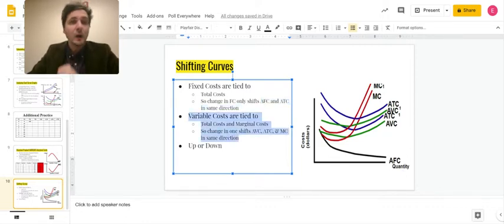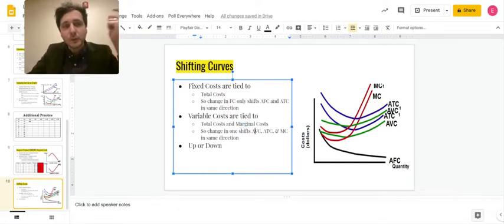Variable costs, however, are tied to total costs, because everything's tied to total costs, and also marginal costs, right? Because variable cost is looking at the change in cost as quantity changes, which is marginal cost, right? So my total costs are going to change and my marginal costs are going to change. So if variable costs go up, then average variable cost is going to rise, average total cost is going to rise, and marginal cost is going to rise. Basically, everything but the fixed cost is going to change. We can see that here where we went from an AVC to AVC1, ATC to ATC1, MC to an MC1. All of them went up, and you simply draw a parallel line above it.